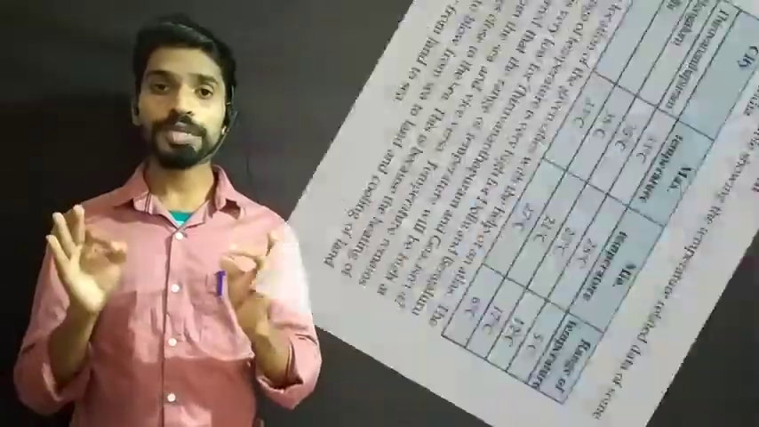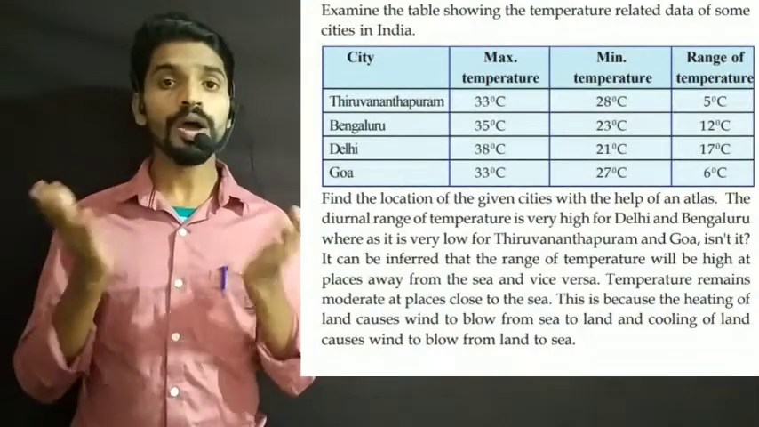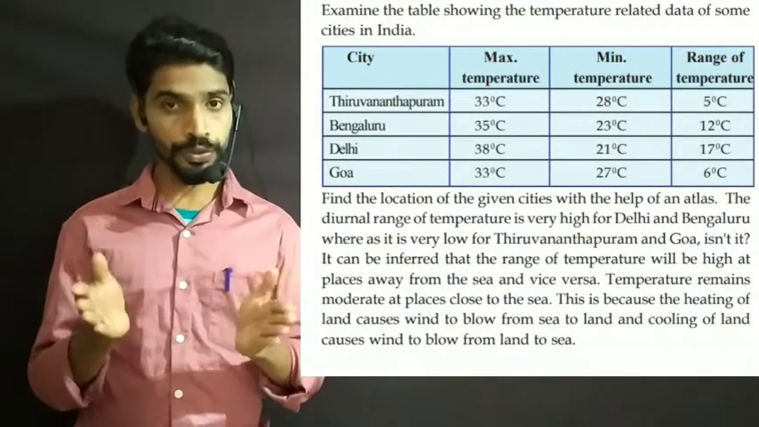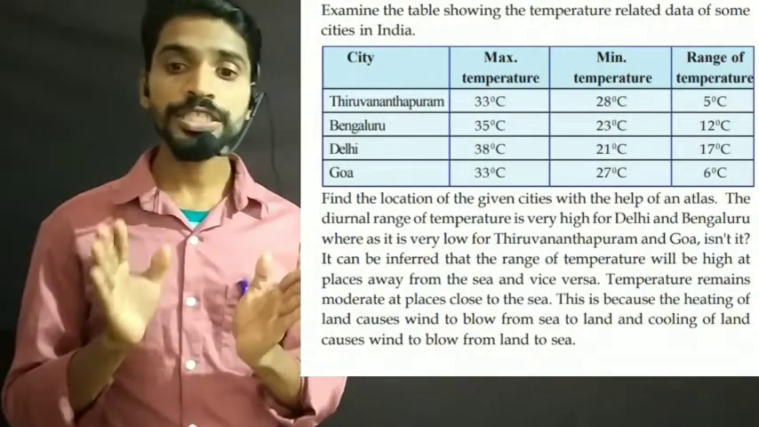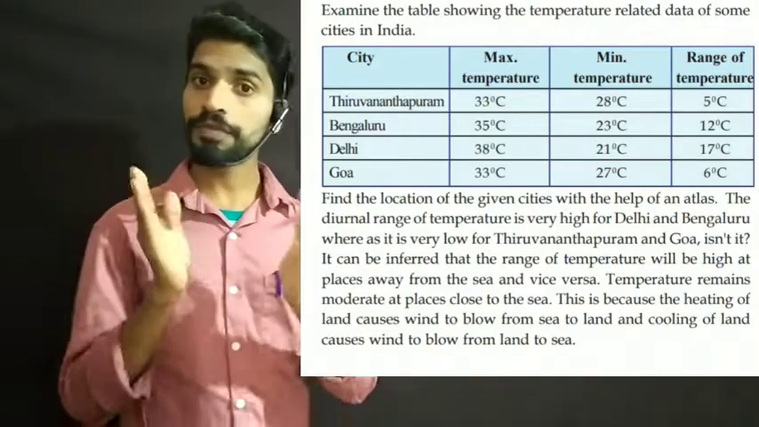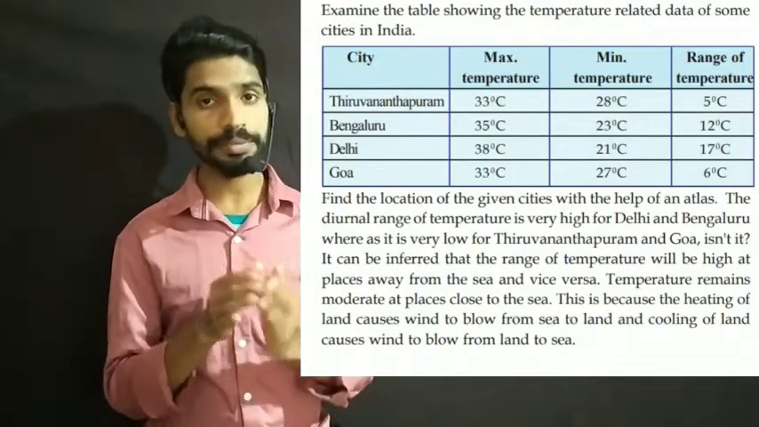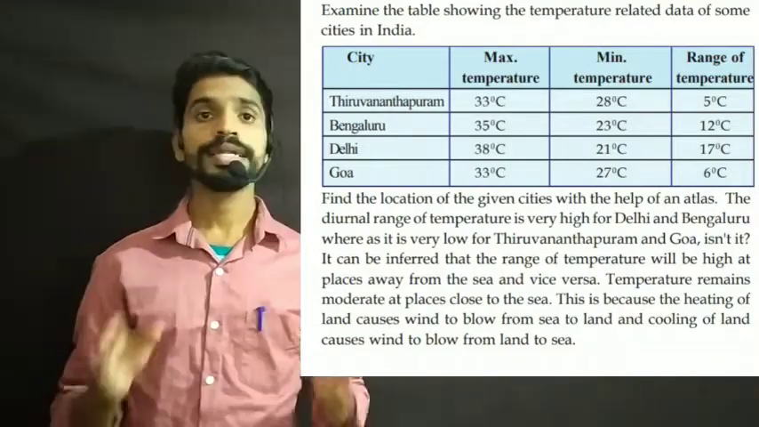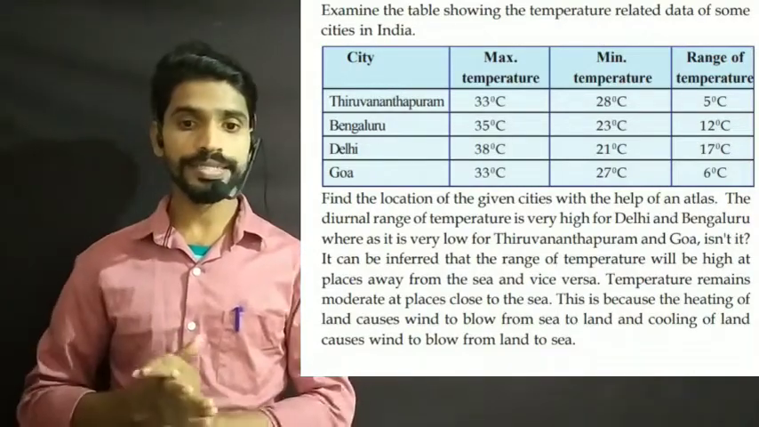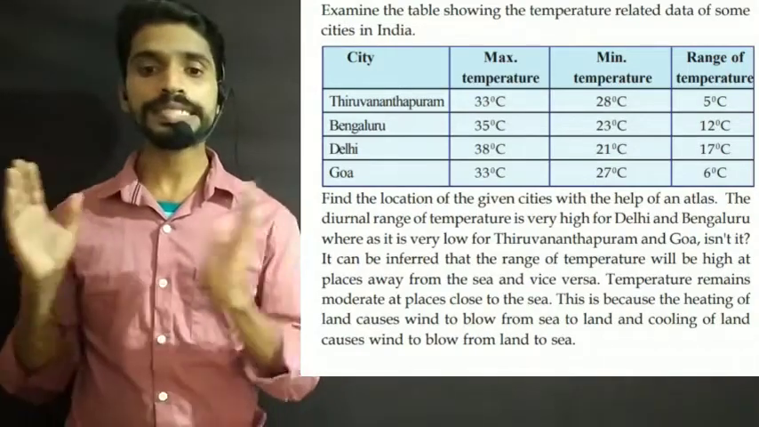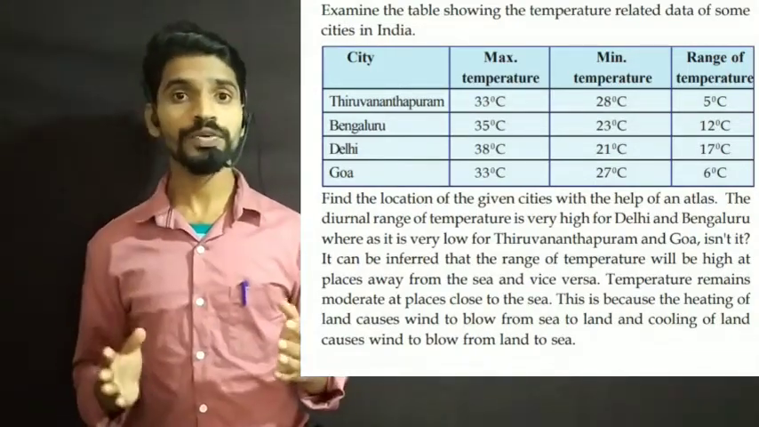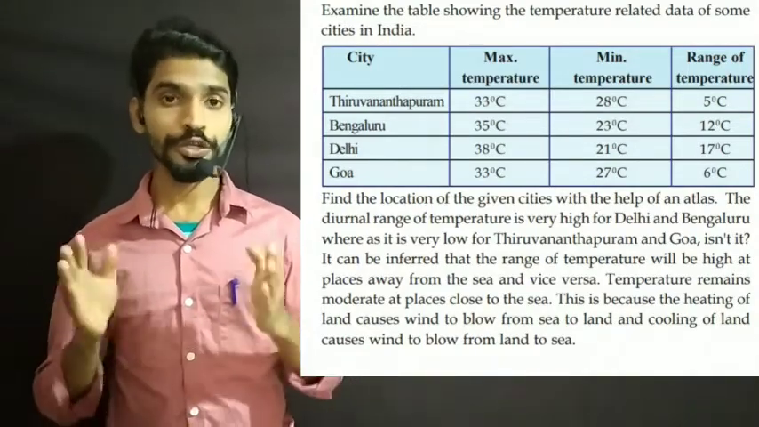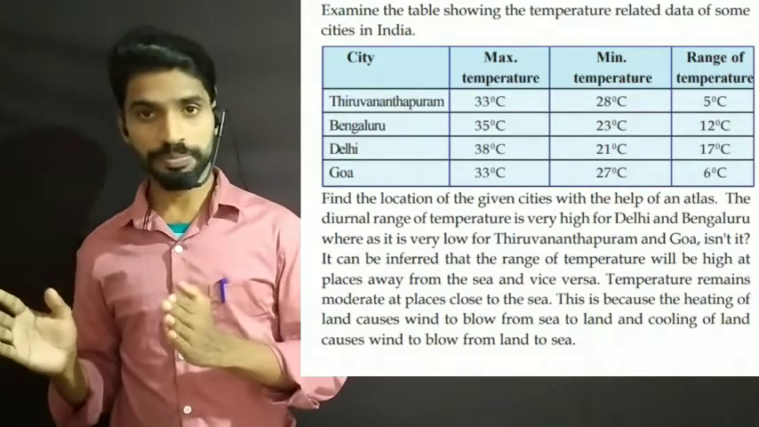Nearness of sea is the third factor influencing the temperature. How does it influence the temperature? The temperature will be high at places away from the sea. At the same time, the temperature will be lower close to the sea level area. Temperature remains moderate at places close to the sea. The reason for this moderate temperature is the land breeze and sea breeze.